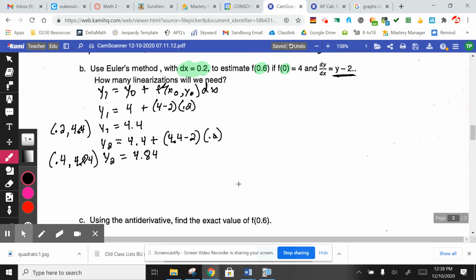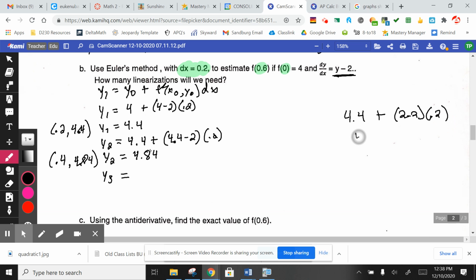The next one should be our answer. I'm going to give you a minute here, see if we understand where all this is coming from. So go ahead and write y sub 3, and let's make sure we know where these things should come from. So write down what you think comes next. Should y2 equal 4.84 or 4.88? I get 4.84. Do you get 4.88? I got 4.84.